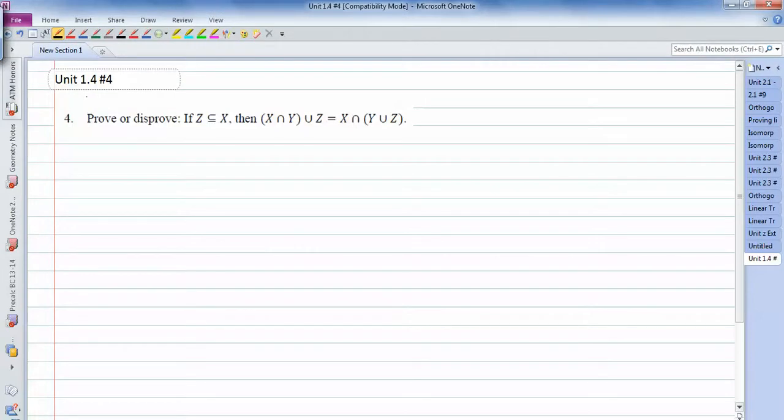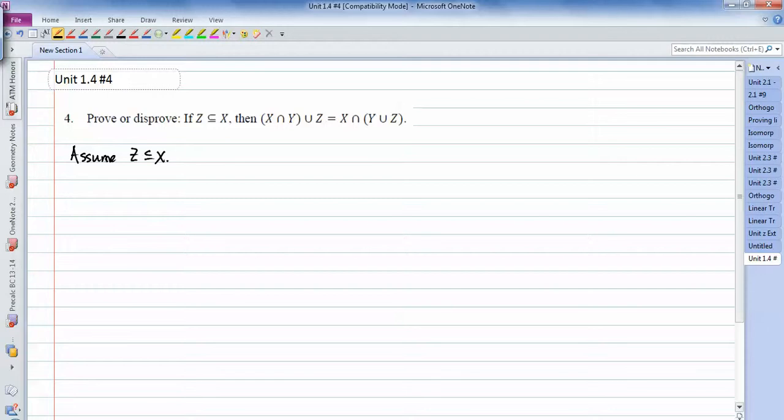So this is what we're trying to prove. It's a set theory proof. It has an if and then. So we're going to start by assuming the if part. Assume that Z is a subset of X.